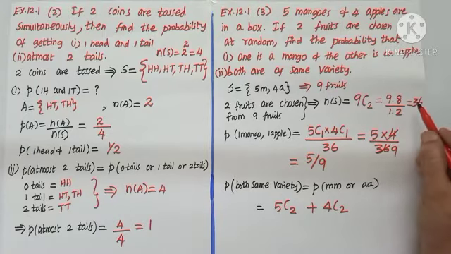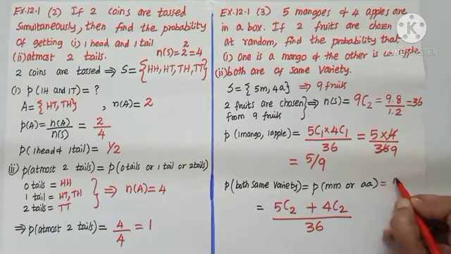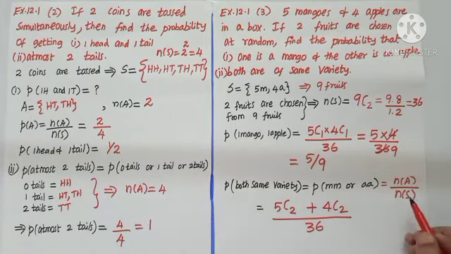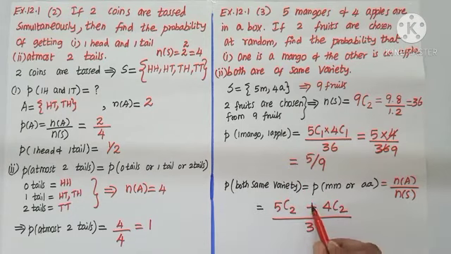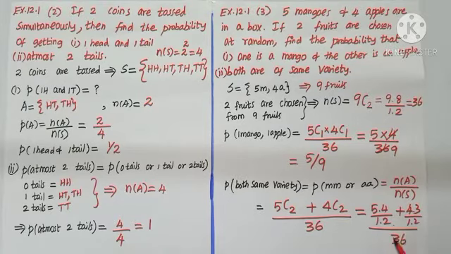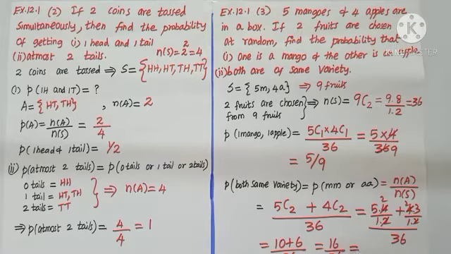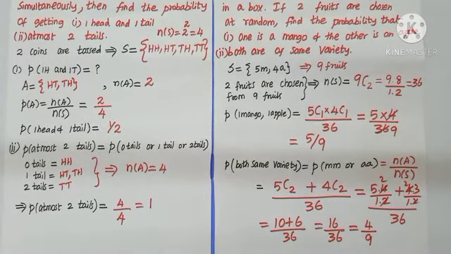And the denominator, remember to write N of S. It is divided by 36. The probability we write as N of A by N of S. N of S is 36. N of A: 2 mangoes from 5, 5C2, or I just add 2 apples from 4, 4C2. How am I to simplify? 5C2 is 5 into 4 by 1 into 2 plus 4C2 is 4 into 3 by 1 into 2, divided by 36. As we cancel and simplify, we get 10 plus 6 divided by 36, 16 by 36, or 4 by 9, and that is the condition for both to be the same variety.